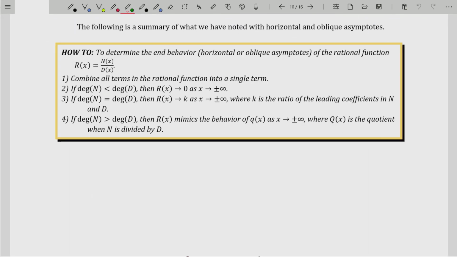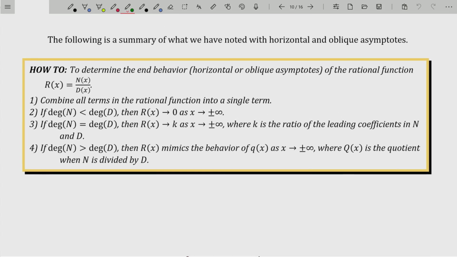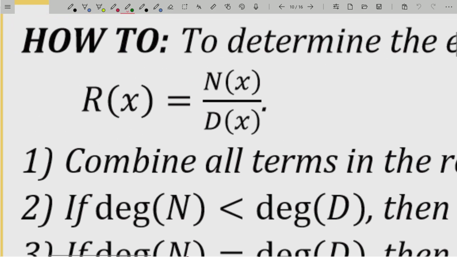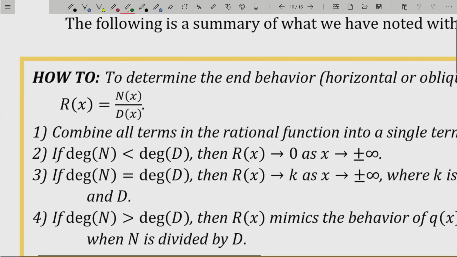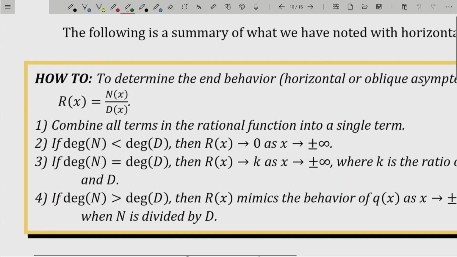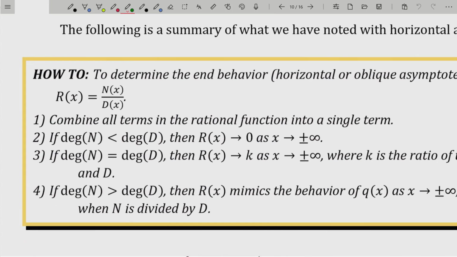And here is a summary of everything we've just gone through. To determine the end behavior, whether it's a horizontal or oblique asymptote, of a rational function, and the rational function I'm writing is r of x equals numerator of x over denominator of x. I've chosen those letters in that way: N stands for numerator, D stands for denominator, R stands for the original rational function. First thing you're going to do is combine all terms in the rational function into a single term. So basically glue everything together as a single fraction.